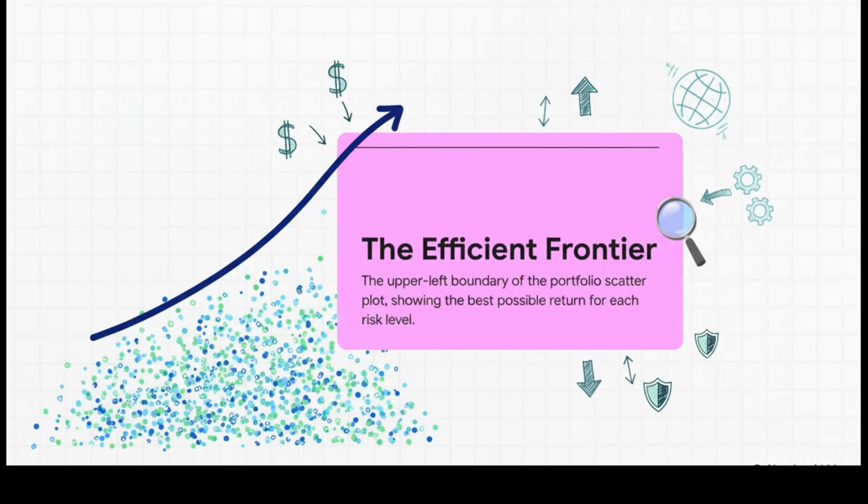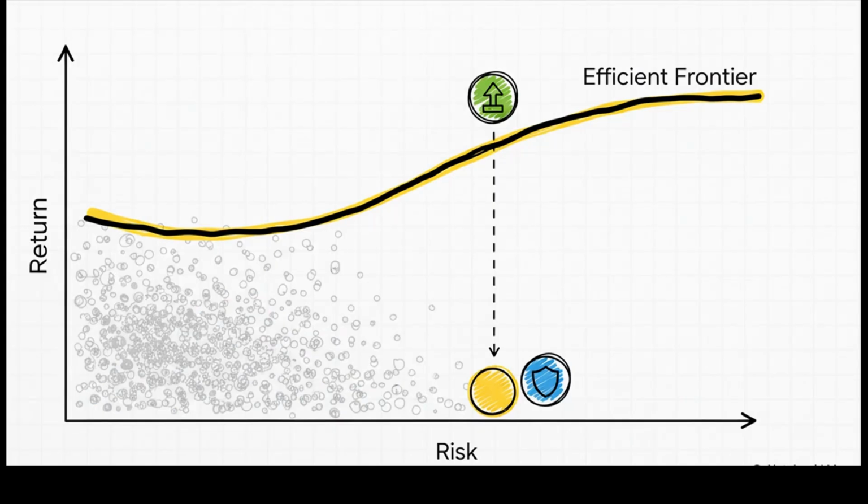But here's where it gets really interesting. Out of that messy cloud of dots, a very clear pattern starts to emerge. If you just trace the upper left edge of that cloud, you get this beautiful curve. And that is what we call the efficient frontier. It's basically the complete set of all the best, most optimal portfolios that exist. And here's the most crucial point.